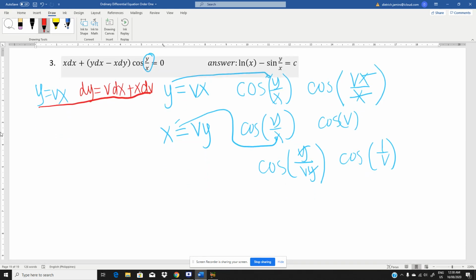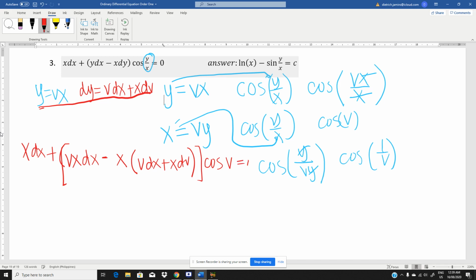So substituting this to our problem, we will have x dx plus quantity, our y, which is equivalent to vx times dx minus x, and then the value of our dy, which is equivalent to v dx plus x dv, and then quantity cosine of our y over x, so it will become cosine of v, is equal to 0, because we let y is equal to vx.